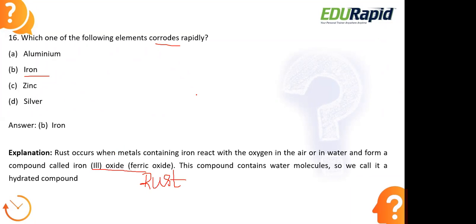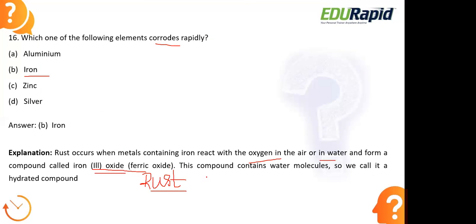So due to the formation of corrosion, we can see the formation of a reddish brown color, right? Here iron is reacting with oxygen present in the air along with the water and forms this compound called iron oxide, ferric oxide. Okay, moving to the next question now.